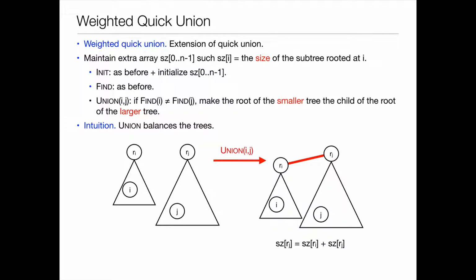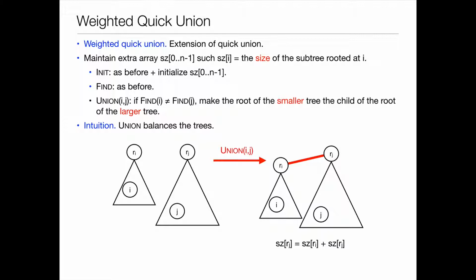Here we now always take the smaller of the two trees and make it the child of the root of the larger tree. So for instance, if we have two trees here and we want to do a union on an element in one tree and an element in the other tree, then how do we connect these two trees? We always take the smaller tree and make it the child of the root of the larger tree, as illustrated here on the right hand side.